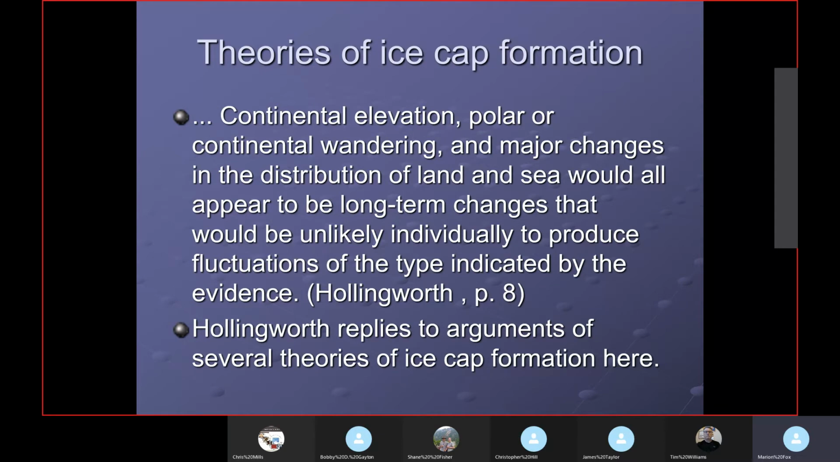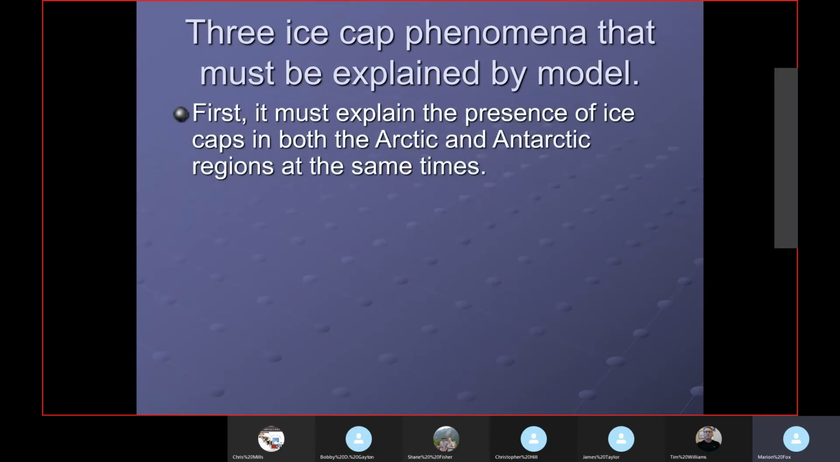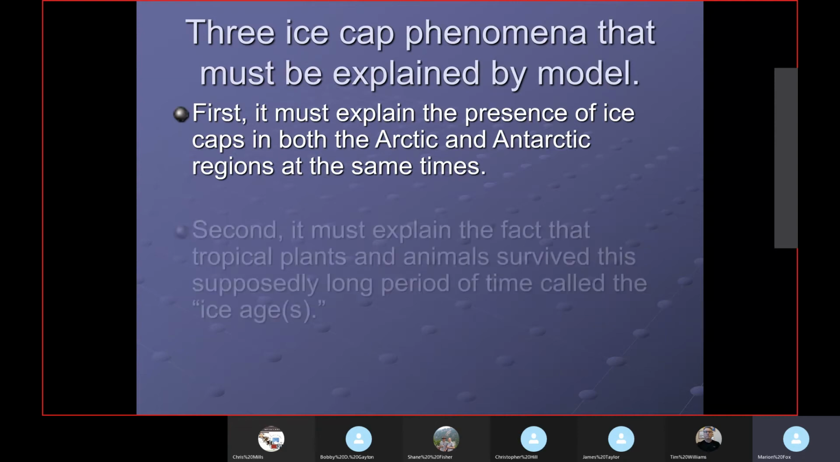So they're shooting down the other arguments, and I'll just quote them and go on my way. All right. Now, three ice cap phenomena that must be explained by any model. First, it must explain the presence of the caps in both the Arctic and Antarctic regions at the same time. Even if a person is using the flood to explain it, it has to explain the presence of caps in both regions at the same time.